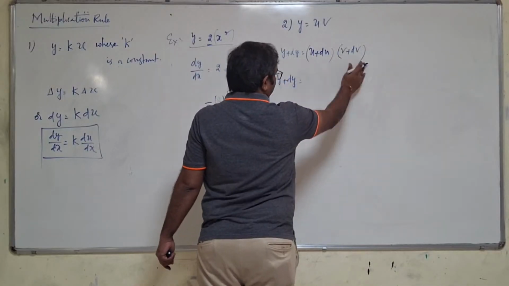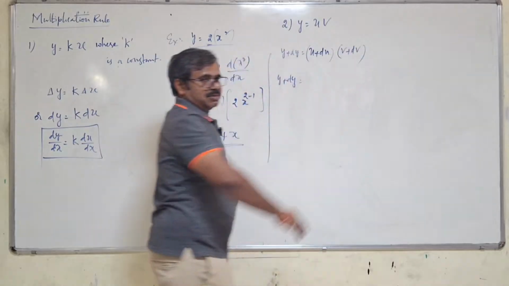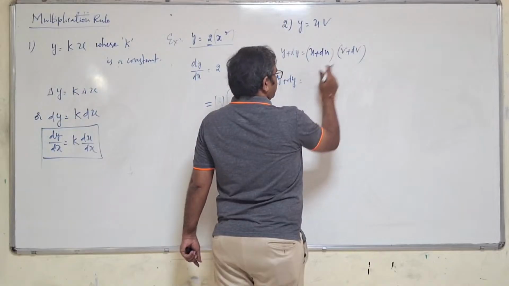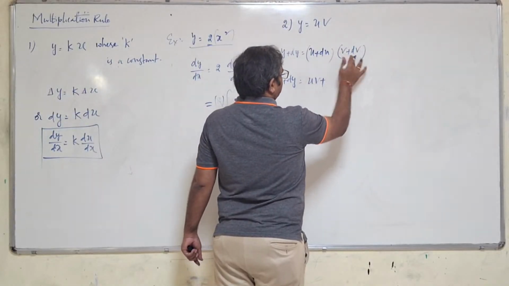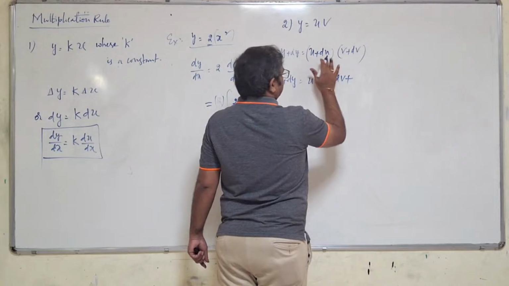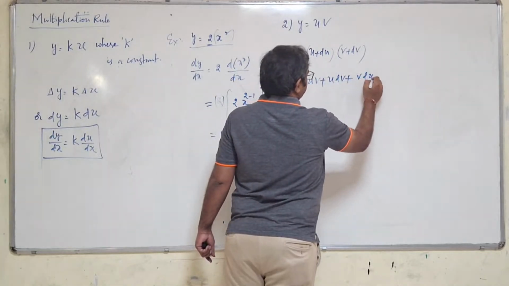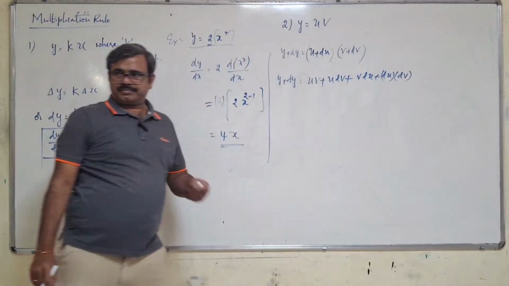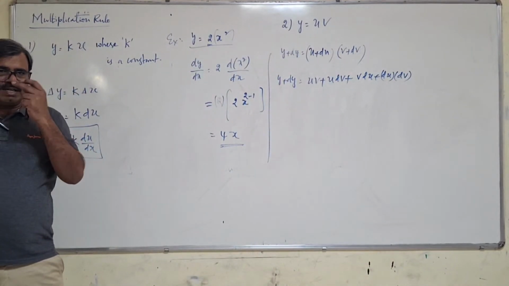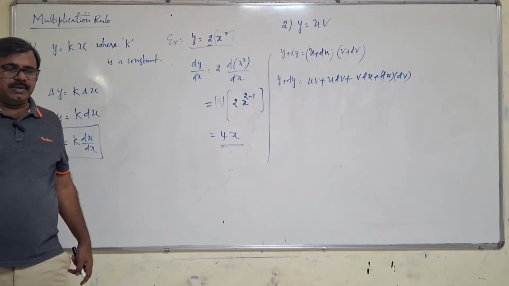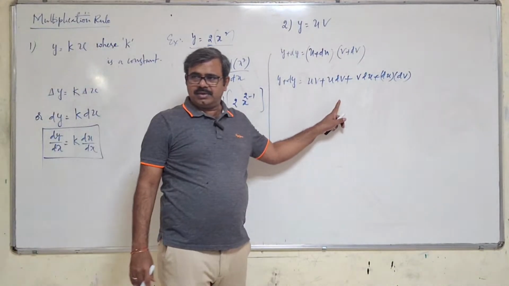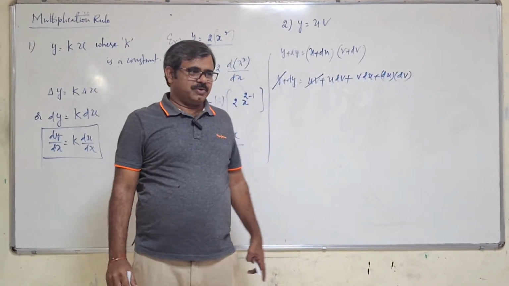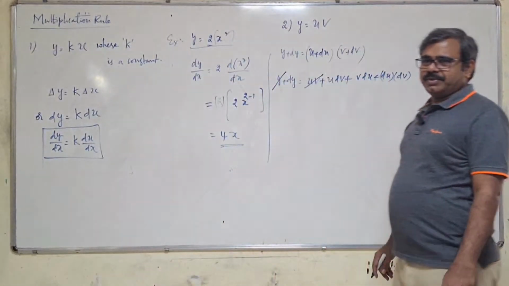open these brackets. Multiply each term in this bracket with each term in the other bracket. What do you get? Help me, please. uv plus u dv plus v du plus du into dv. You understand this? Right? Now we know y is equal to what? uv. So y and uv get cancelled.